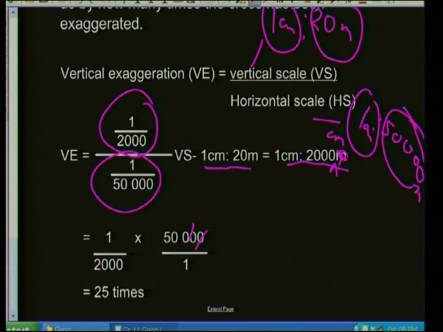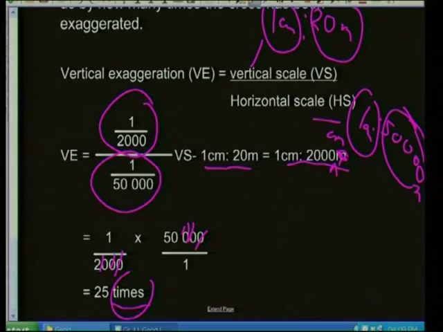Our zeros cancel off. 1, 2, 3. That leaves you with 50 divided by 2, which is 25, and times. So the exaggeration was 25 times, making the picture clearer. So the bigger the exaggeration, the better or clearer the landscape. So this exaggeration was 25 times. Don't forget to write the word times.